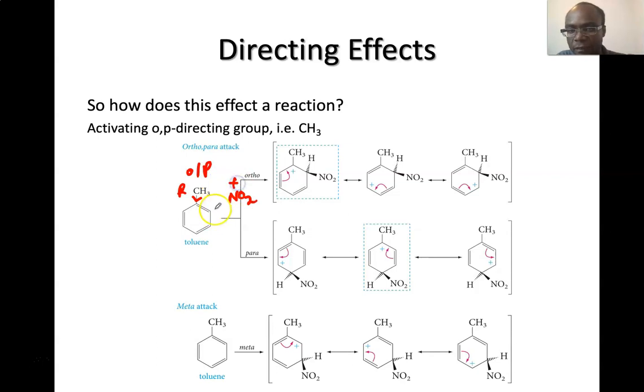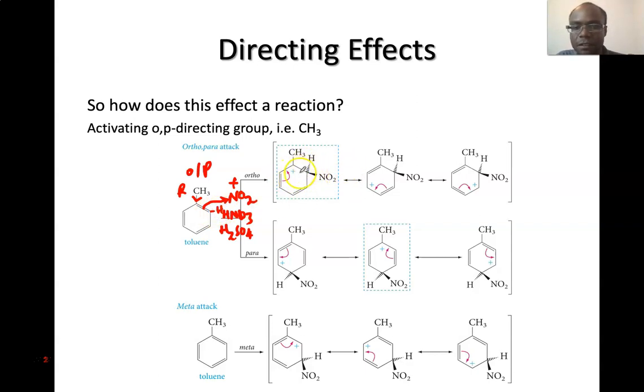So let's attack our nitro, right? Of course, the reagent to make the nitro will be nitric acid and sulfuric acid. That's where I started with the review. So attack the nitro, you get a plus sign on this carbon. The nitro ends up on the ortho position. That's what we have here.